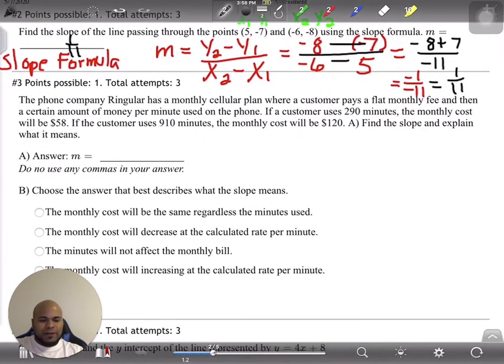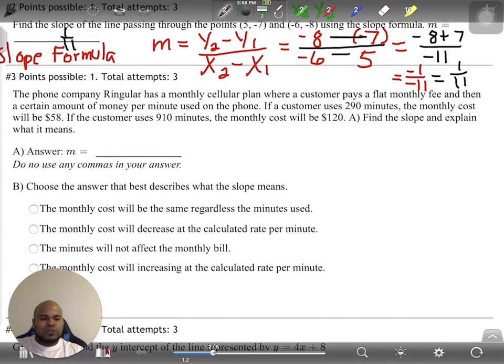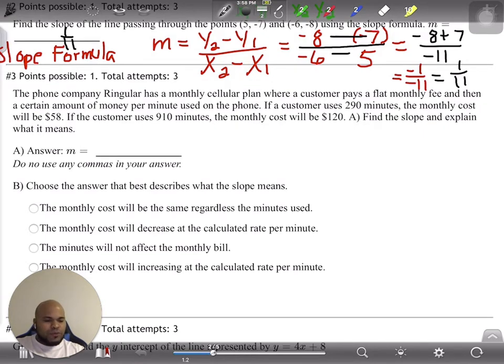Number 3 talks about a word problem, and you will find word problems in these, okay? And you're going to have to use the slope formula to figure out what they want. So if you read the problem, they're telling you the phone company, Rangular, has a monthly cellular plan where a customer pays a flat monthly fee and a certain amount of money per minute used. Every time that you see money per minute, right? Let me give you some examples. Money per minute, miles per hour, dollars per whatever it is, every minute, every second.